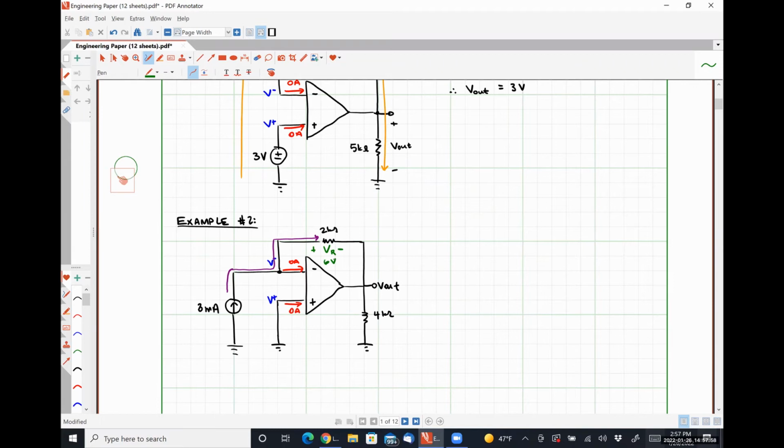So from this, what's V out? I disagree. If we do KVL around this path, right, what we see is 0 volts plus 6 volts, the voltage drop across our resistor, plus V out is equal to 0, which means V out is equal to negative 6 volts.